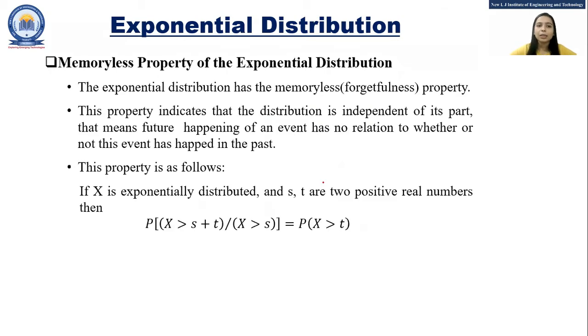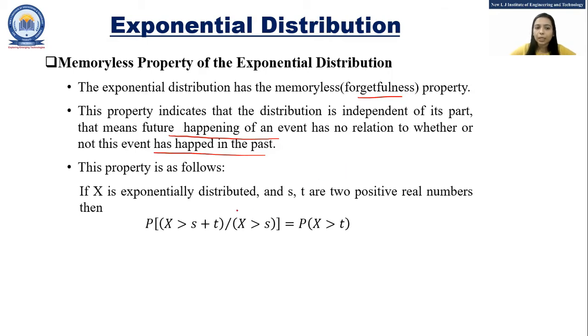Now, let's see the memoryless property of the exponential distribution. The exponential distribution has a memoryless property, or we can say the forgetfulness property. This property indicates that the distribution is independent of its parts. That means the future happening of an event has no relation to whether or not this event has happened in the past.